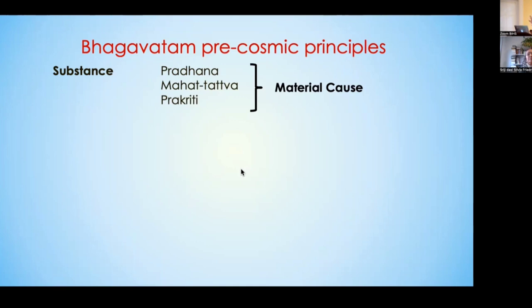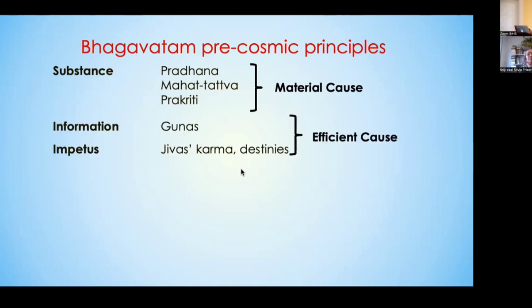They together are the material cause. That's the material stuff to work with, but that's not enough. You need information. And we'll discuss what the Gunas are and how they play their role as an information medium. They carry specific information and help to manifest change and properties in matter. But where does that information come from? And that impetus of information is said to come from the jivas, karma, and destinies. And I'll explain that. Together, they form the efficient cause, the reason why things are happening in the way they do.